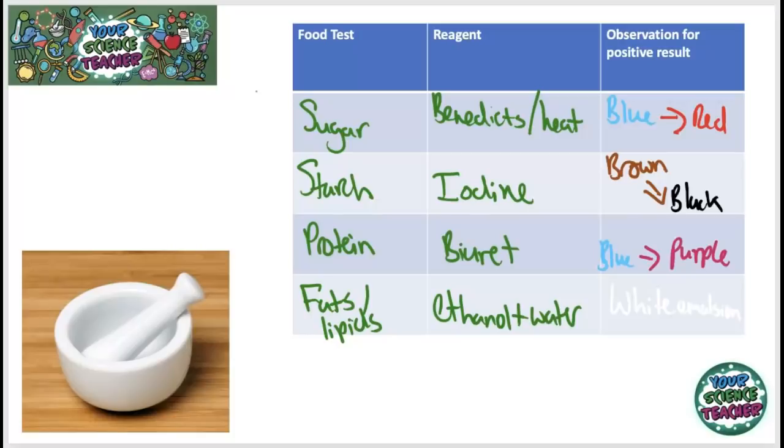What you also need to remember is if you have a solid sample, you'd want to crush it up with your pestle and mortar, and you'd want to add some water to it in order to make the nutrient that you want dissolve in that water, so it will react with the reagent.